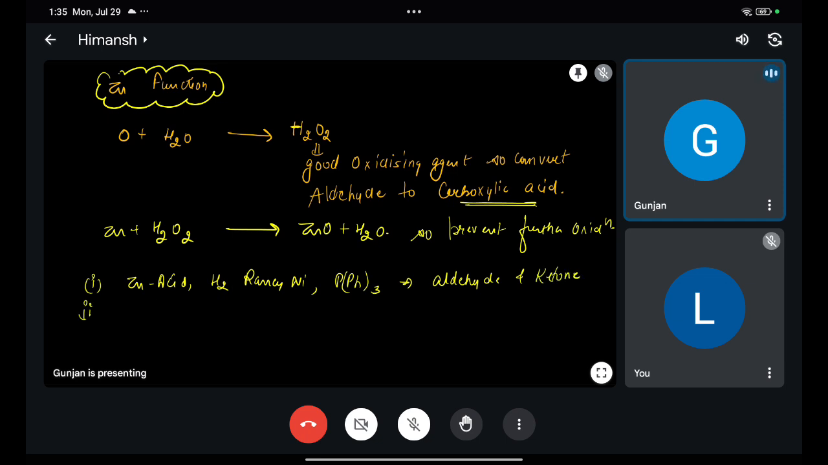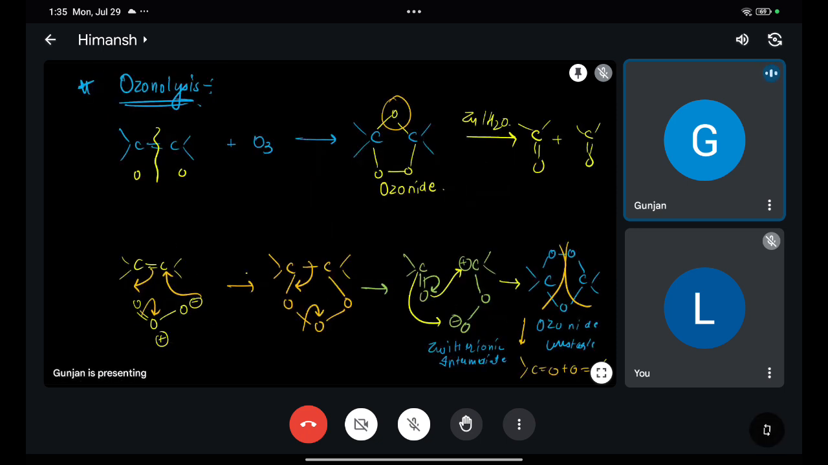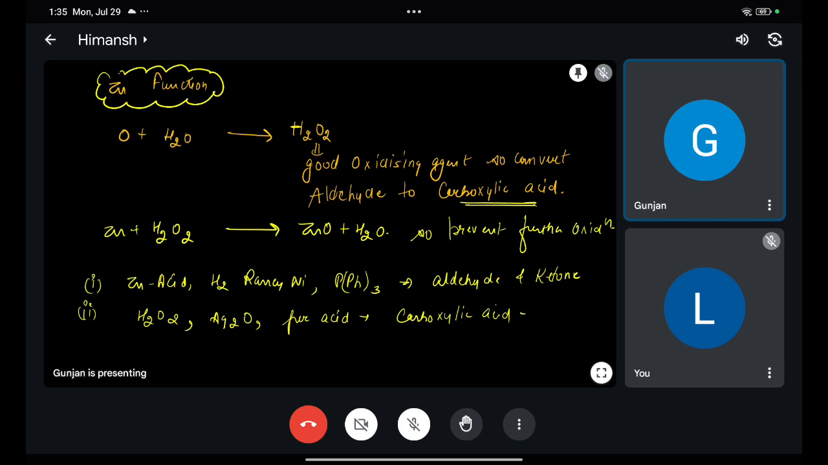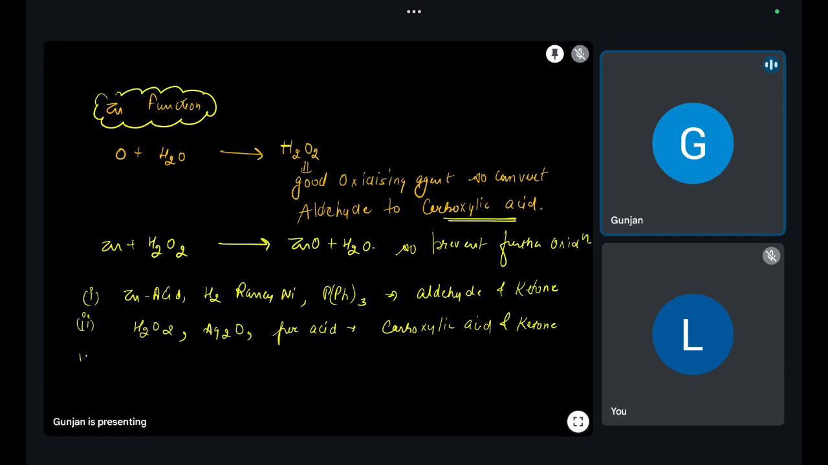But if we have an oxidizing agent like H2O2, Ag2O, or a peracid, any of these given to you, it will form carboxylic acid, not aldehyde. The CHO that we get, the aldehyde, will automatically convert to carboxylic acid. Ketone will not be affected by it. It will stay ketone only.